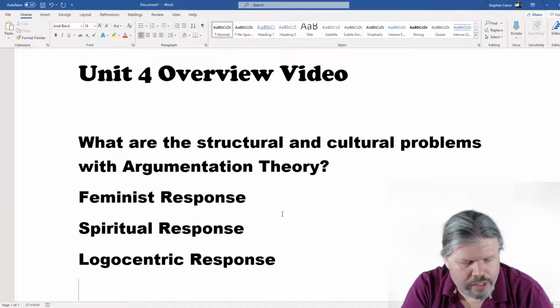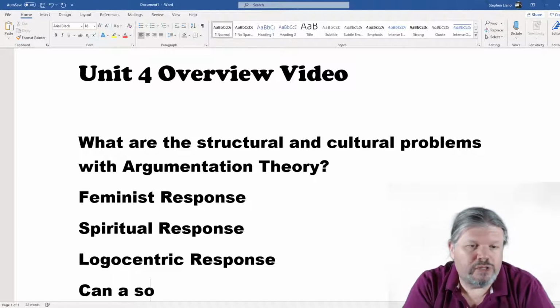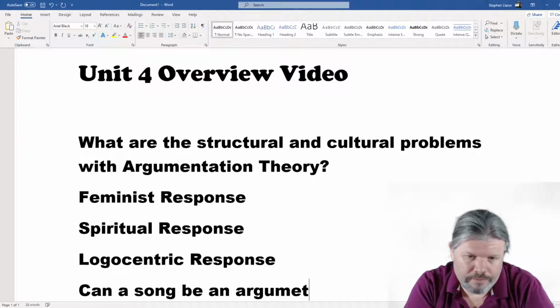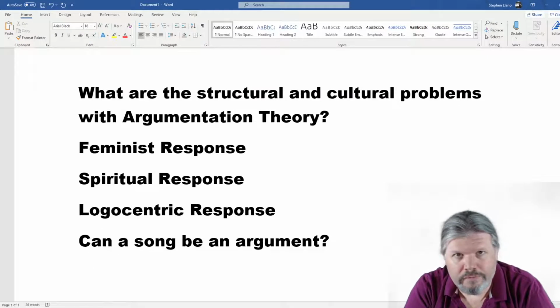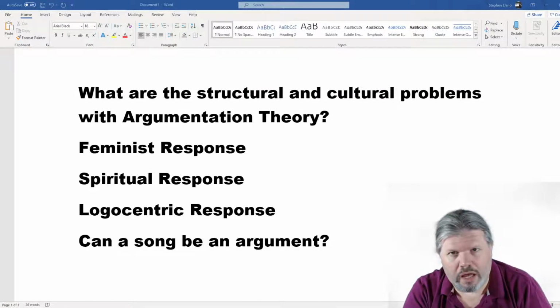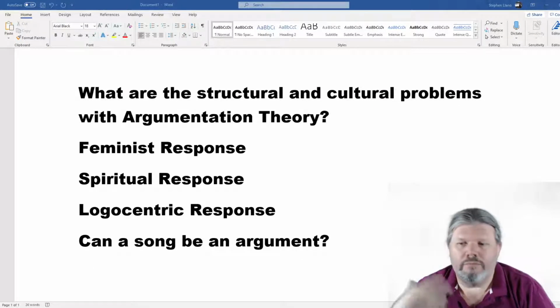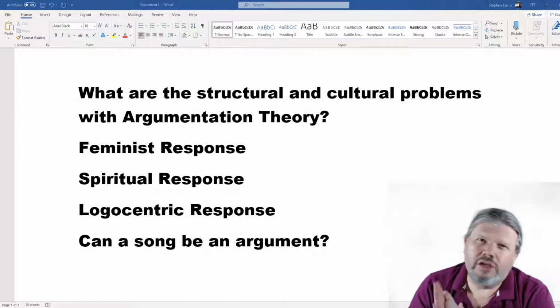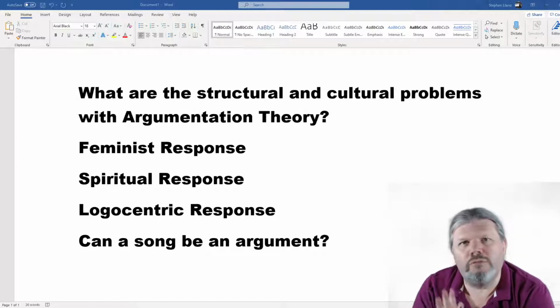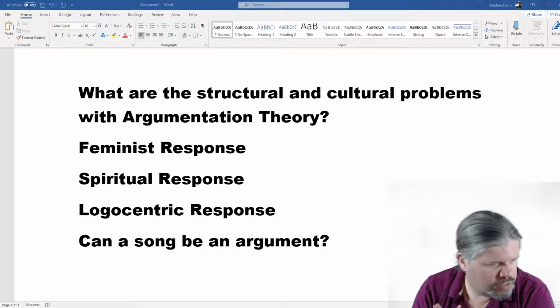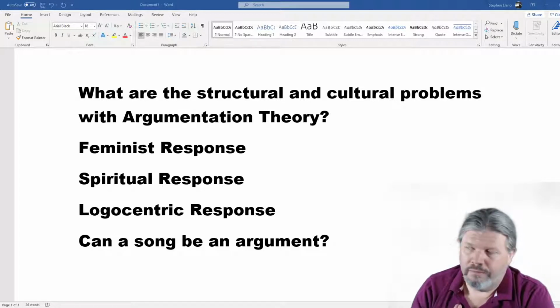something you might want to consider in this unit. Can a song be an argument? That's kind of interesting, right? Now, songs are not purely images. They have a lot of meter and rhythm and sound and stuff, but can a song serve as an argument? Think about political music. Do you have some political music that you really like, political songs?